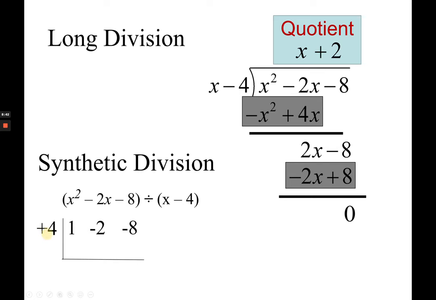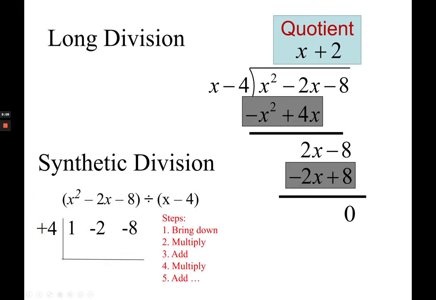The number on the left comes from the opposite sign of your constant in the divisor. If this is plus 4, this becomes negative 4. Since this is minus, it becomes plus. Switch the sign. On your coefficients of your dividend, you just take out your coefficients positive 1, negative 2, negative 8. But on your divisor, you change the sign. Negative 4 becomes positive 4.